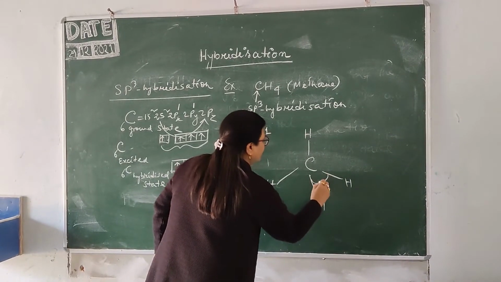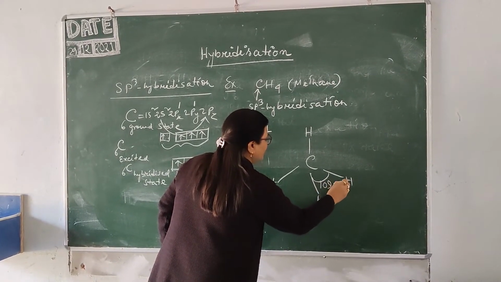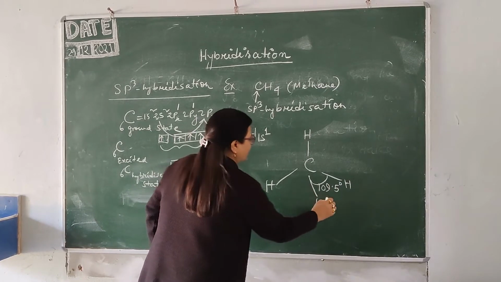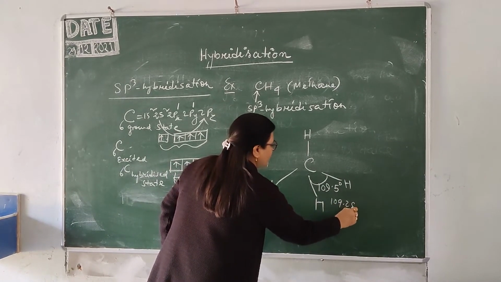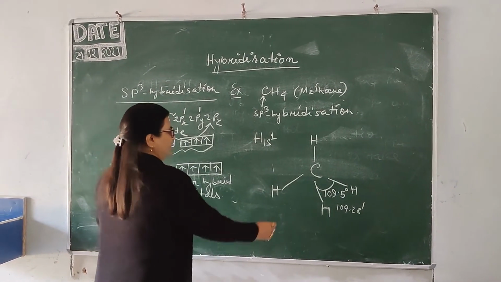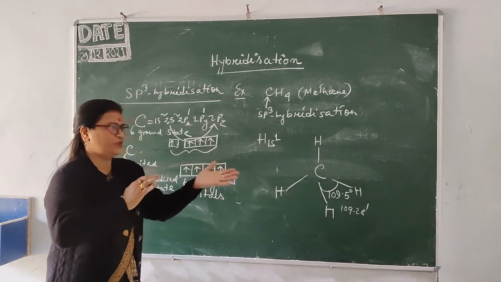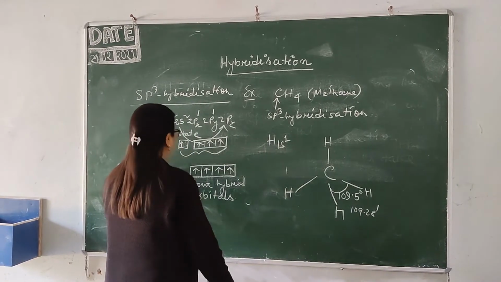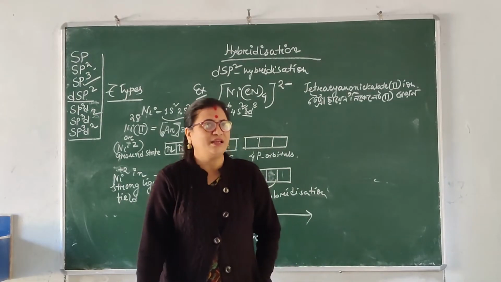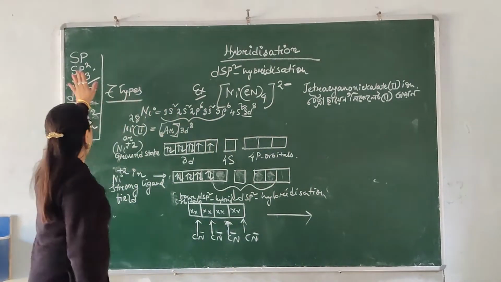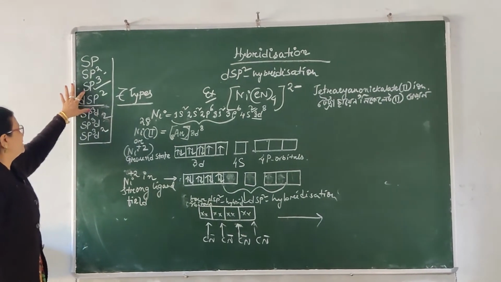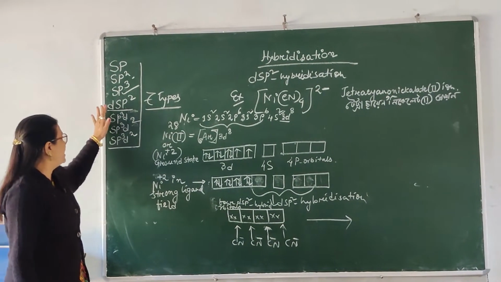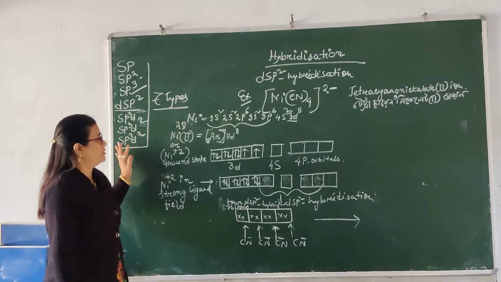The bond angle is 109.5 degrees, or it can be said as 109 degrees 28 minutes. That means this is the bond angle, that is, the angle between the two closest bonds in a molecule. Now this is the sp3 hybridization. In the last class I discussed sp2 and sp3 hybridization. Today I will discuss the dsp2 hybridization.